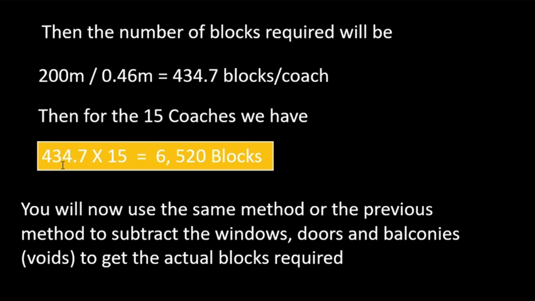Then for the 15 courses that you require to reach the headroom, that's the roofing level where the wall terminates, you now calculate 434.7 times 15, which is equal to 6,520 blocks. You will now use the same method or the previous method to subtract the windows, doors, and balconies, that's the voids, to get the actual blocks required.